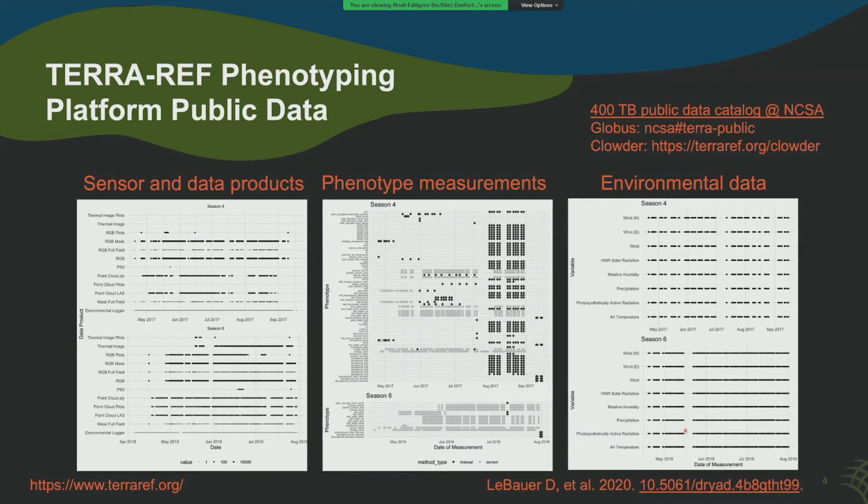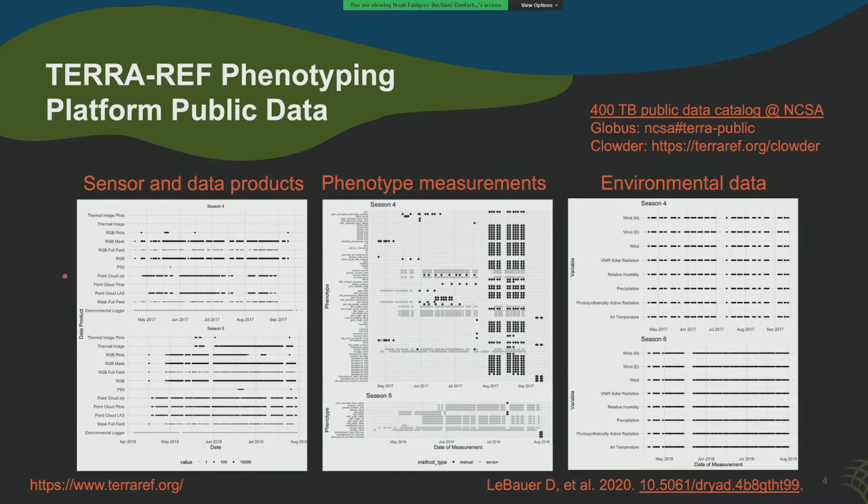So I don't expect you to be able to read all the details on these plots, but we've released a public component of this data set last year. So there's 400 terabytes of publicly available data in the data catalog at NCSA. The total data set for TerraRef is over a petabyte, but the 400 terabytes that have been released are available through Globus and through Clowder.